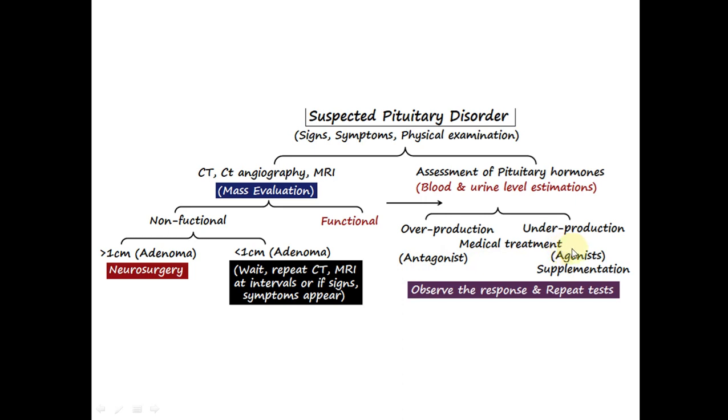And if there is underproduction of the hormones, then we will use certain medicines that act as agonists, whose effect is similar to that of the hormone, and we will use agonist supplementation or hormonal replacement to give the patient relief from signs, symptoms, and complications. We will observe the response, and we will repeat at regular intervals the levels of the hormones and their metabolites in the serum, to make an assessment of the patient's condition.